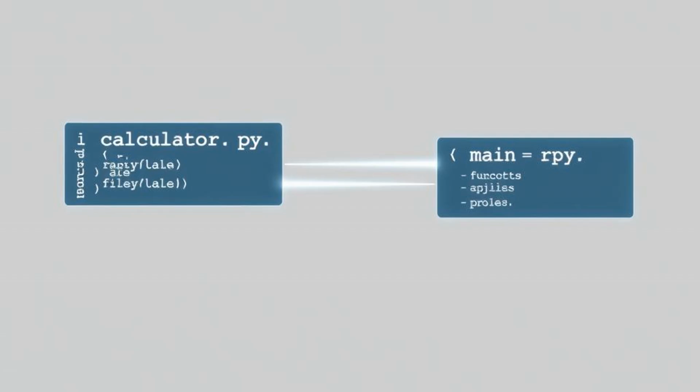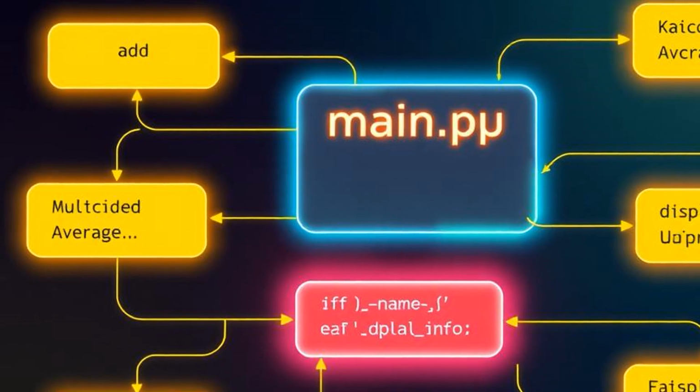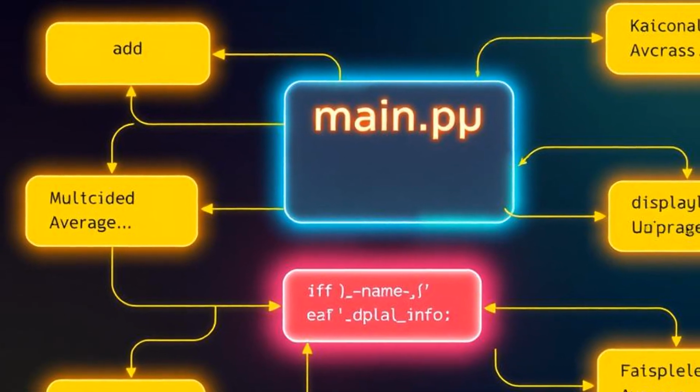Our display_info(**details) function in calculator.py exemplifies this. When main.py calls display_info with name equals John Doe, age equals 30, city equals New York, the details parameter inside the function becomes a dictionary like name: John Doe, age: 30, city: New York. This is incredibly powerful for functions that need to handle flexible, descriptive configuration options or user profiles, where you don't know all possible attributes beforehand. It offers immense flexibility, allowing functions to adapt to diverse data structures.